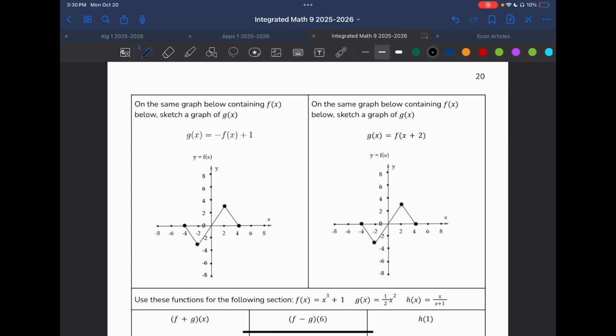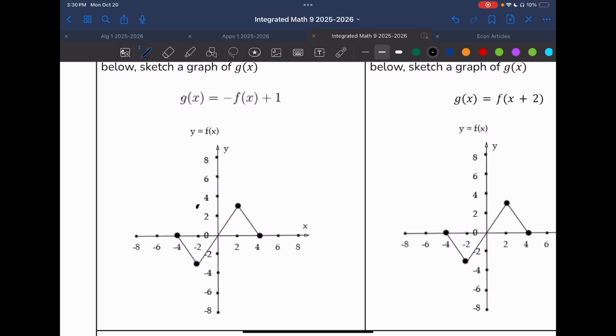So to reflect it across the x-axis, we're just going to make all of the points that used to be positive now negative, and all of the points that used to be negative now positive. So it's going to look like this. Then I'm going to draw the new function g of x in red, and g of x is going to be started from our reflected version of f of x, and then we're just going to translate everything up 1. So our new function g of x is going to look something like that. So this is g of x.